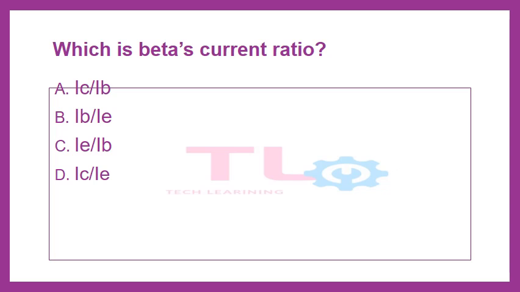What is the current ratio of beta? Option A, IC upon IB, option B, IB upon IE, option C, IE upon IB, or option D, IC upon IE. And the correct answer is IC upon IB.